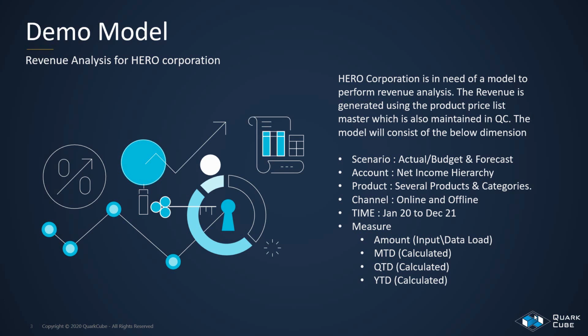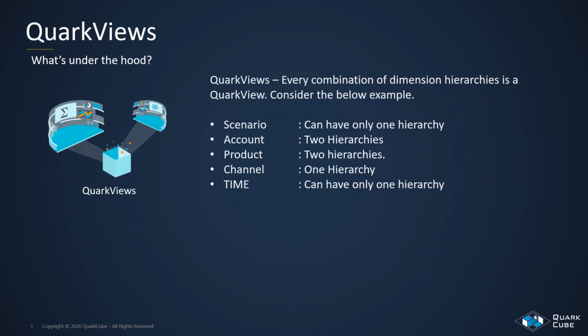Now you all know by now that in QC, for dimensions of type general, account, and entity, we can create multiple hierarchies per dimension. So let's say the account dimension in this particular model has 2 hierarchies, and the product dimension also has 2 hierarchies. And the remaining 3 dimensions have 1 hierarchy each.